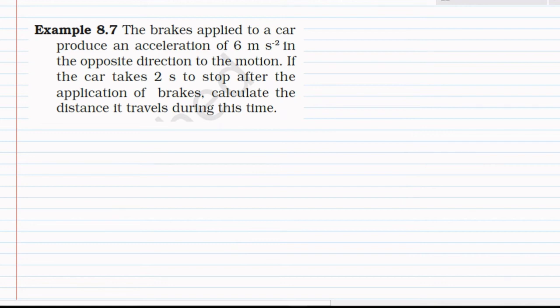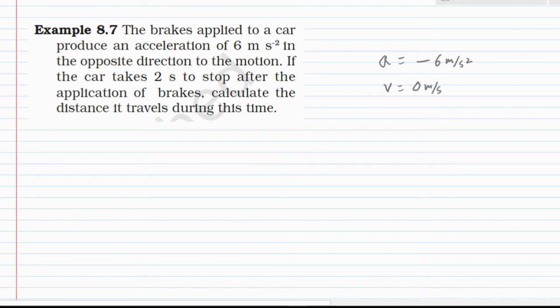Let's solve the last example we have. The brakes produce an acceleration of 6 meters per second square in the opposite direction of motion. If the car takes 2 seconds to stop after the application of brakes, calculate the distance it travels during this time. Okay, as you can see, we are actually braking the car, so acceleration is going to be negative. a equals minus 6 meters per second square. Now, to stop after the application of brakes, so the car is actually stopping, so the final velocity will be 0, obviously.